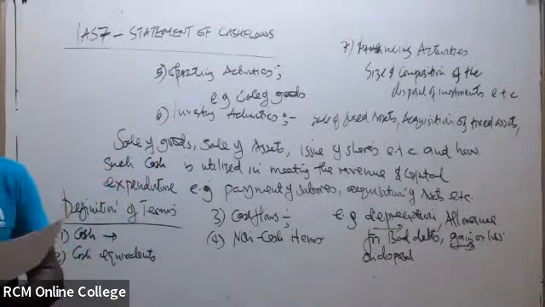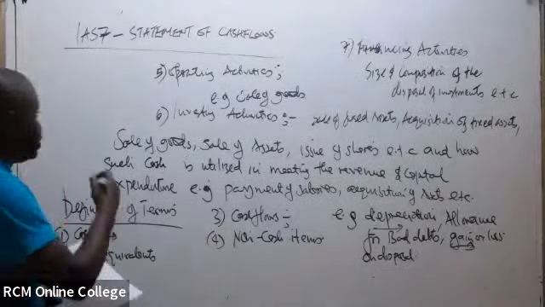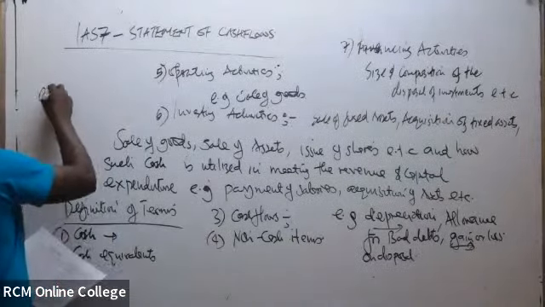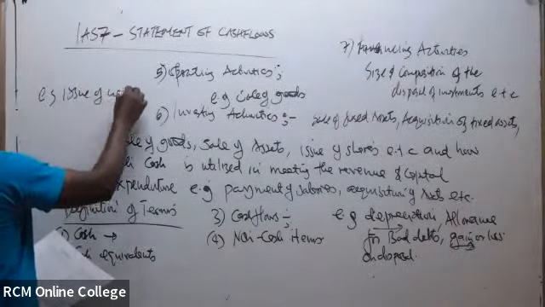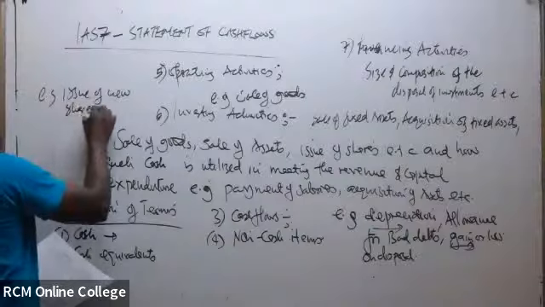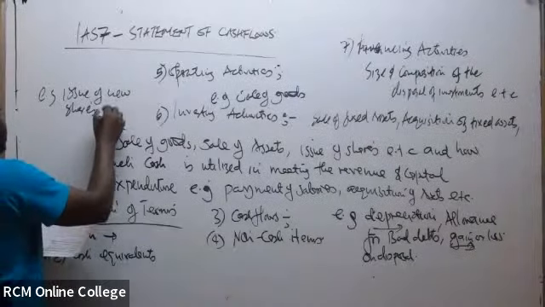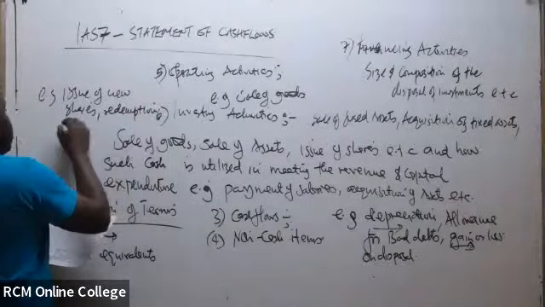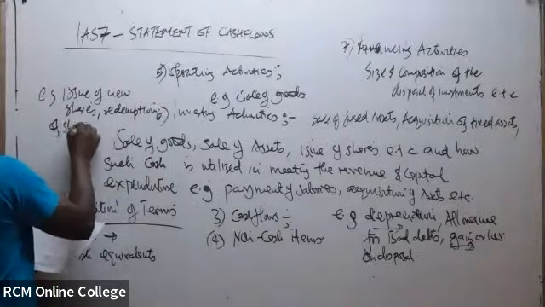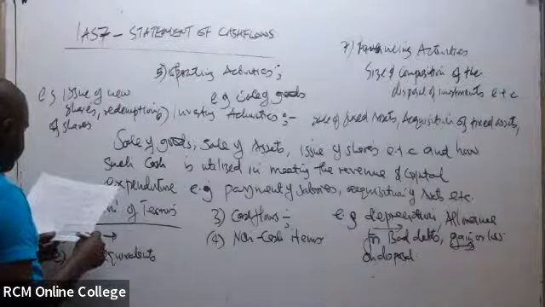You can give an example of activities, for example, issue of new shares. We have, in this case, redemption of shares, etc.